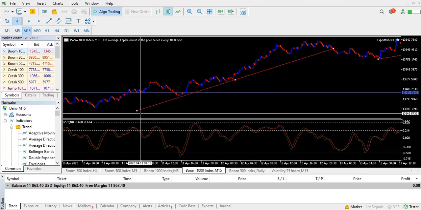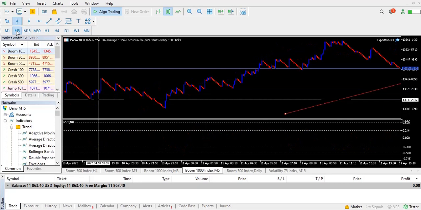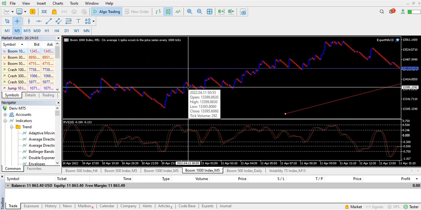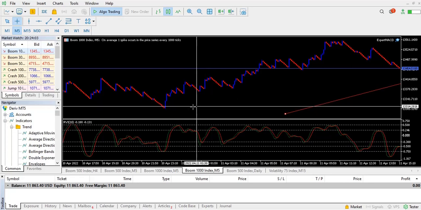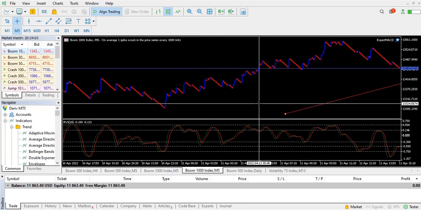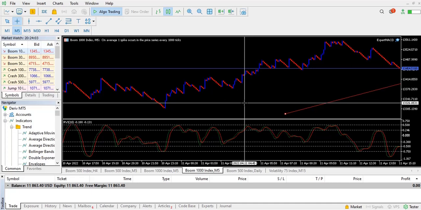So that's it. Let's go to 5-minute time frame. This is 5-minute time frame. So on this 5-minute time frame, you will get more than enough spikes with this strategy. The most important thing is just ensure it's on the uptrend, because this strategy works perfectly well with uptrend. That's when you can catch spikes with it. Please note that.